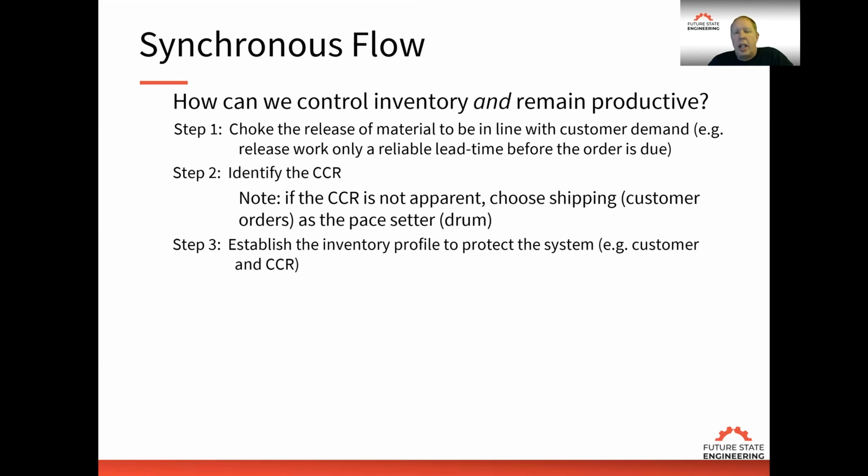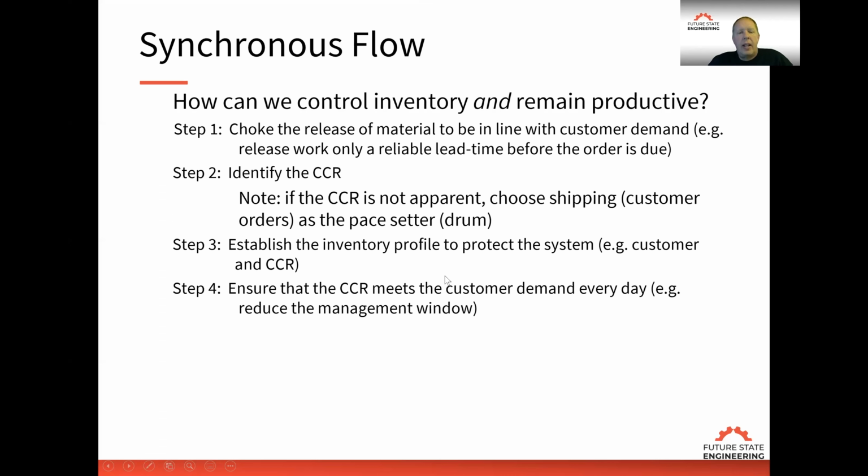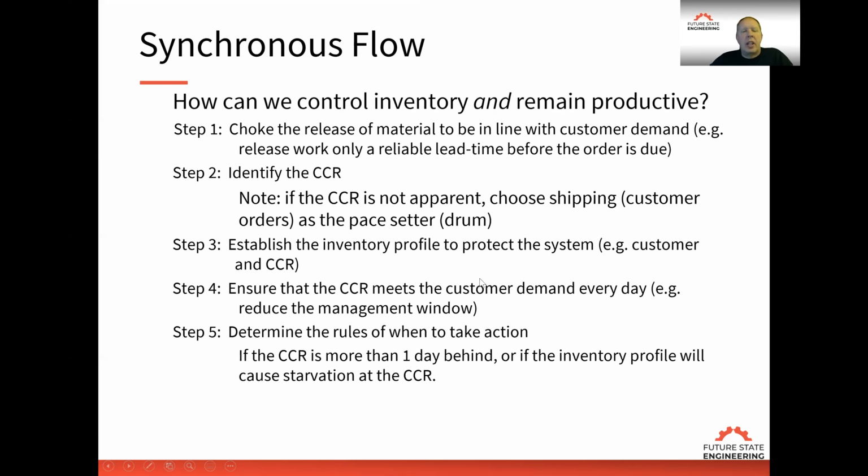Third step is to establish the inventory profile to protect the system. So if we want any inventory in the system, we want it first near shipping to protect the customer, and then second place is at our capacity constraint resource to protect that resource from starvation. Then step 4 is make sure that the capacity constraint resource is working to customer demand. In previous sessions, we talked about that management window. We want to reduce that management window so that we know every day the capacity constraint resource is meeting our customer demand rate.